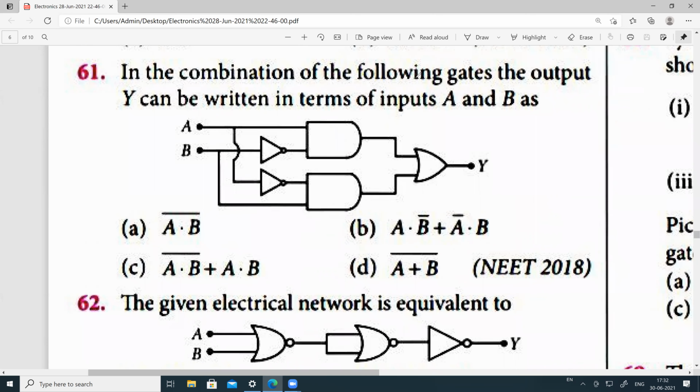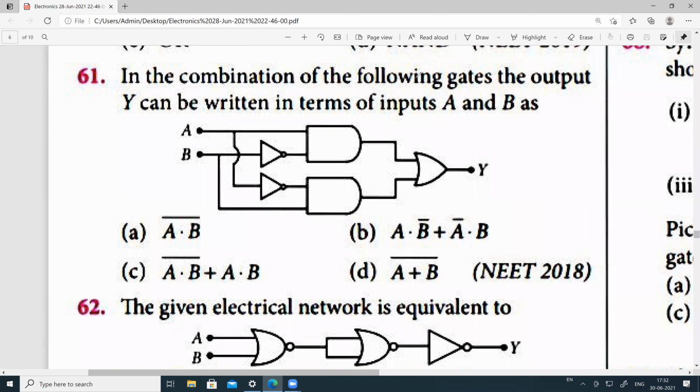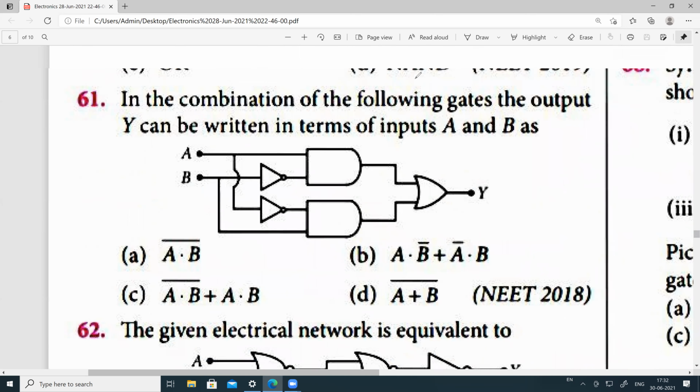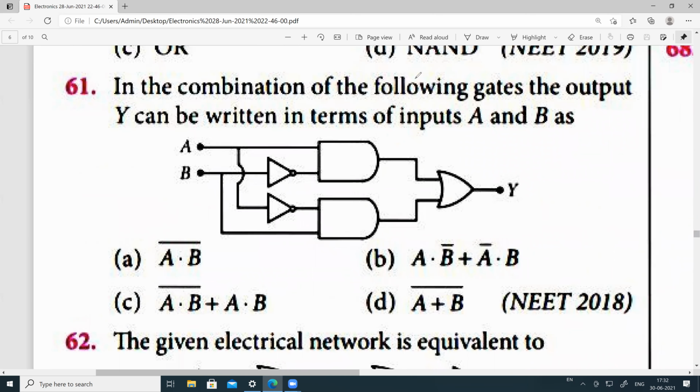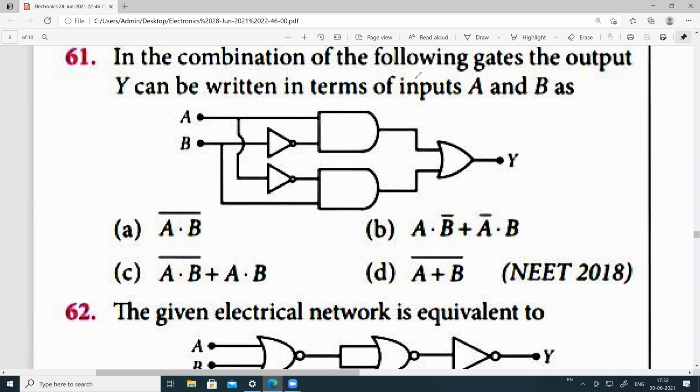61st one. In the combination of the following gates, the output Y can be written in terms of A and B. So here for 61st one, it is written as Y is equal to A dot B bar plus A bar dot B. So for 61st one, B one is the right answer.